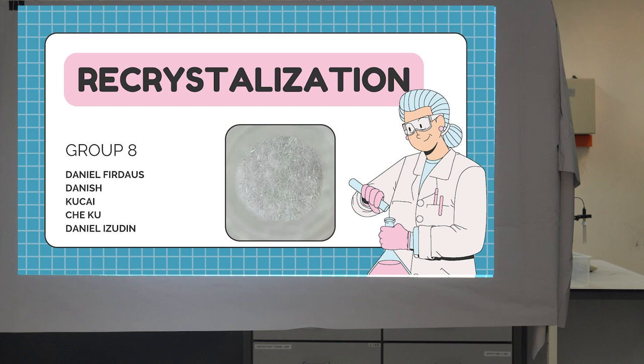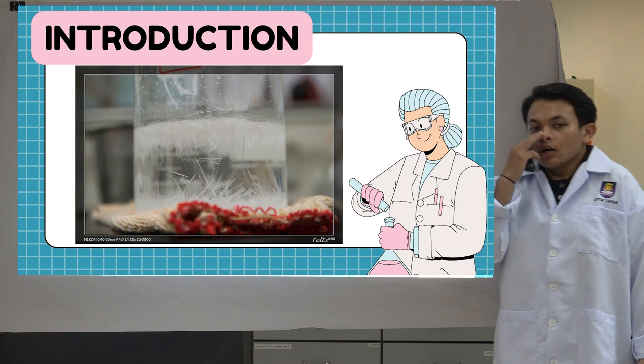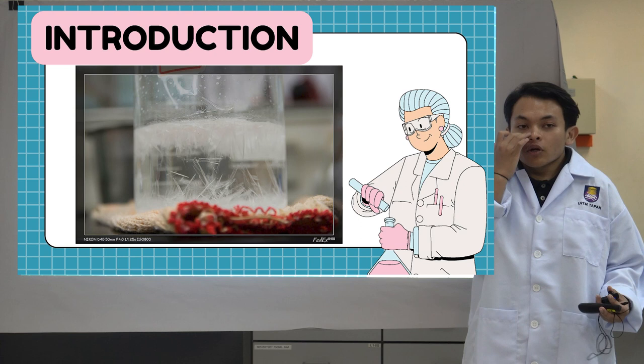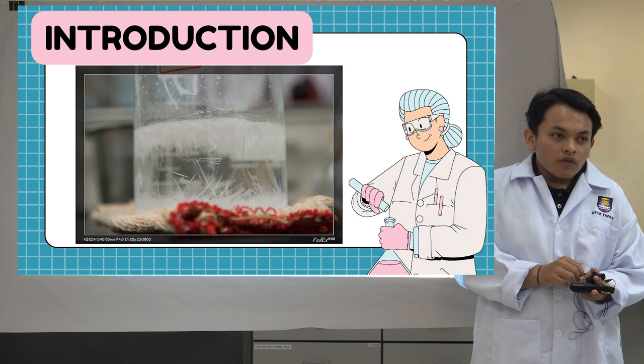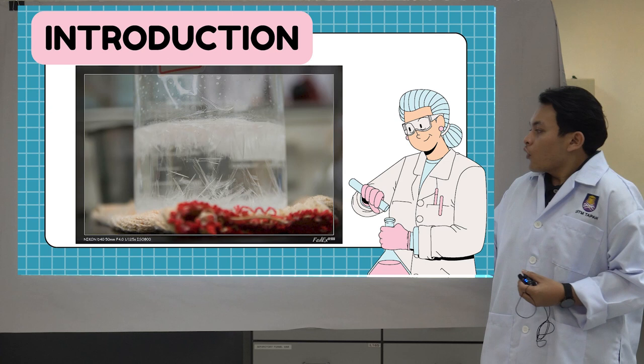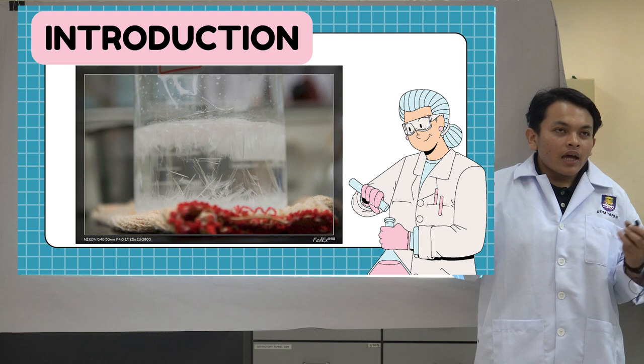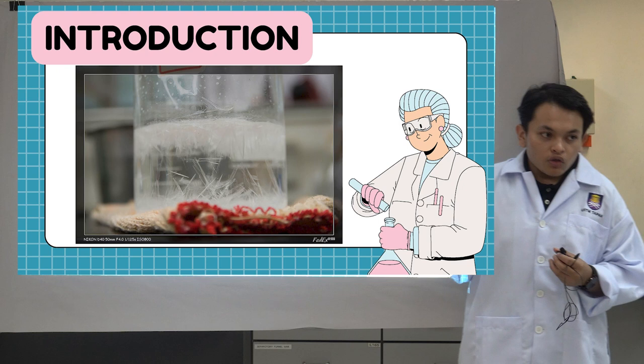My name is Muhammad Daniel Firdaus. For the introduction, recrystallization is the process of purifying a chemical substance, which is usually a solid compound. We must dissolve it in the proper solvent. Why? Because in this experiment, for HCl, we use distilled water. But if we have a compound that doesn't dissolve in distilled water, we need to use a proper solvent.